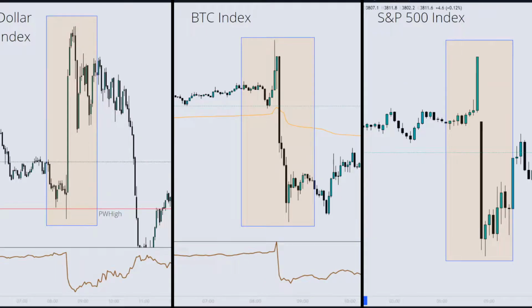For our main example today, we'll be having a look at the relationship between the dollar index, the S&P 500 index, and the Bitcoin index. One thing we can note when we dissect the intermarket relationship is how volatile these moves can sometimes be, but I will give you some tools that you can use to help you set potential targets.